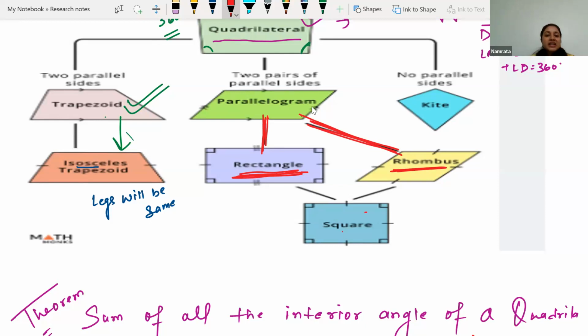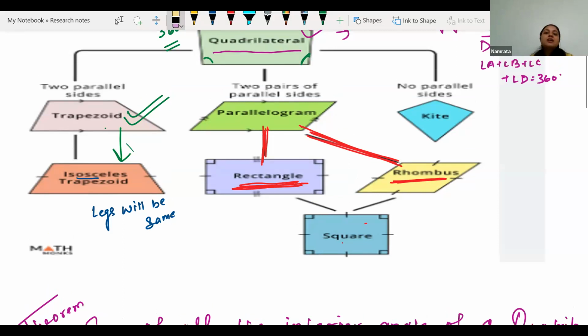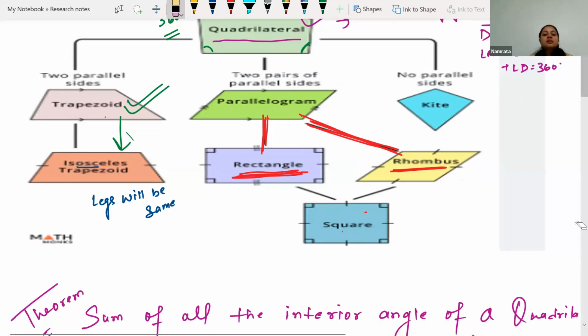Is a square a rectangle? Yes, a square is a special case of a rectangle only. Why? In a rectangle there is a length and there is a breadth, but in a square, the length and breadth are the same. So a square is a special kind of rectangle only.